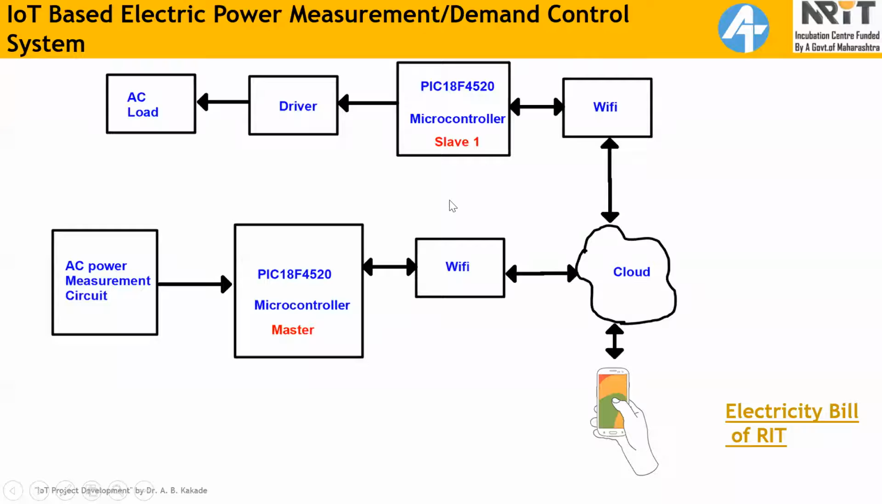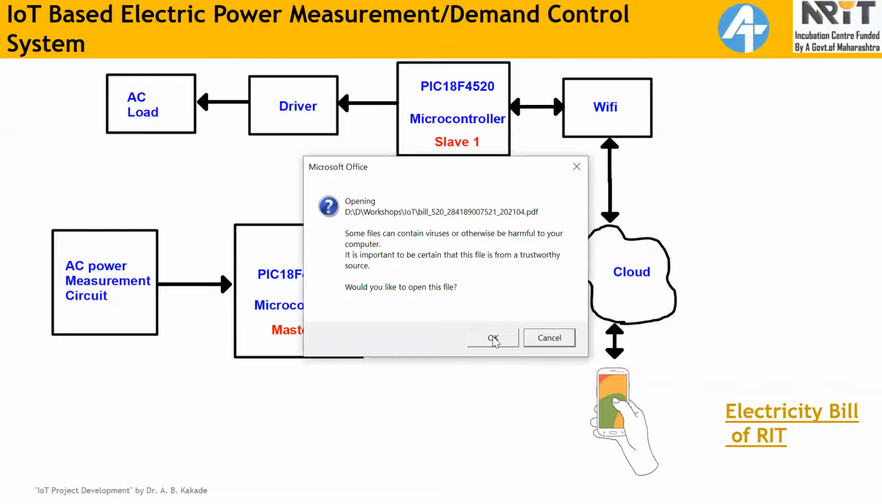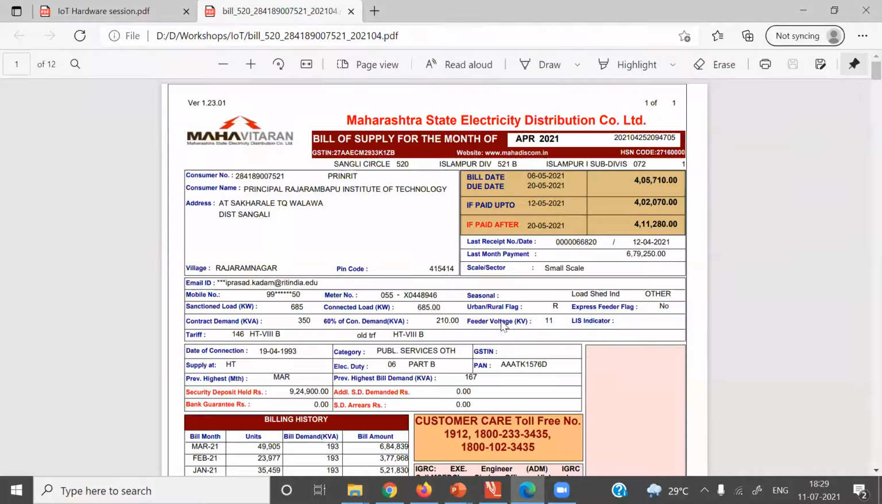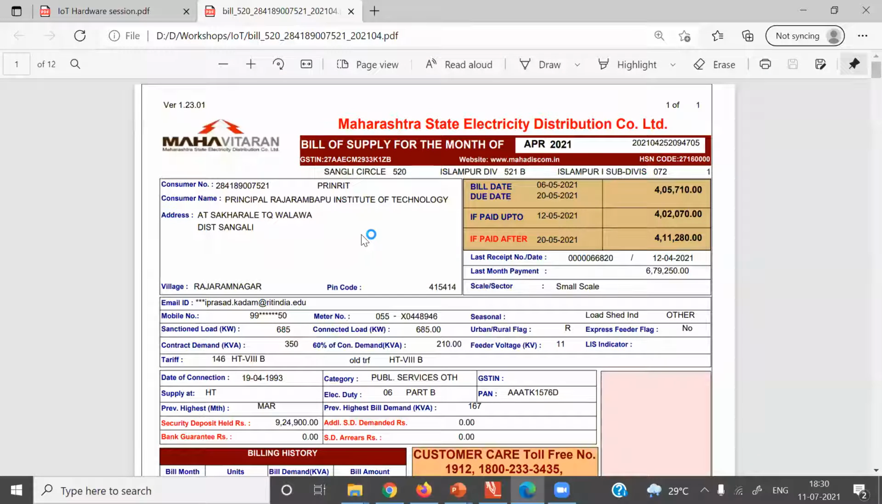Next project I want to discuss is the IoT-based electric power measurement and demand control system. First of all, understand what is meant by this demand control system. I would like to open the electricity bill of our institute. In different states of India, there are state electricity boards. This is the electricity bill of Maharashtra State Electricity Board.